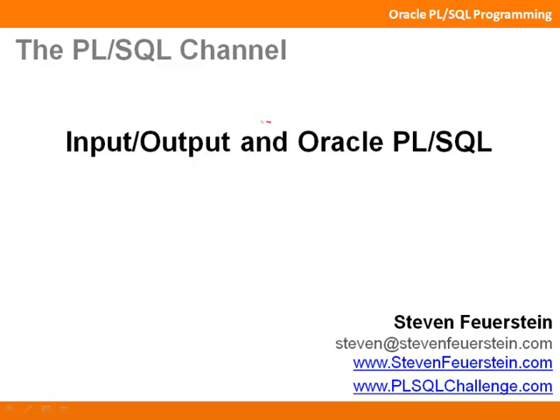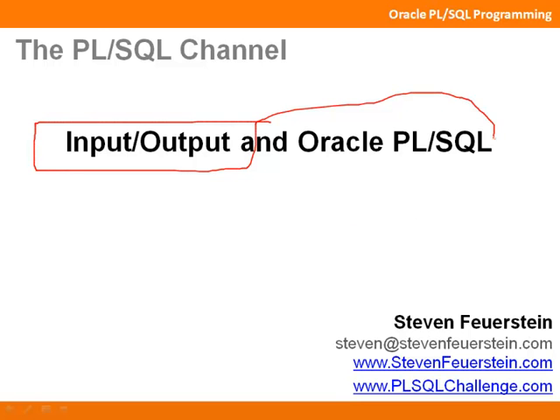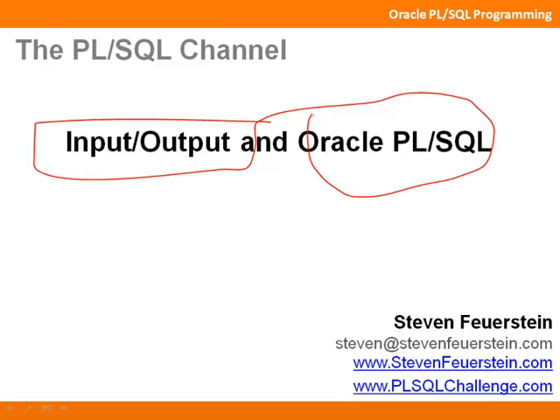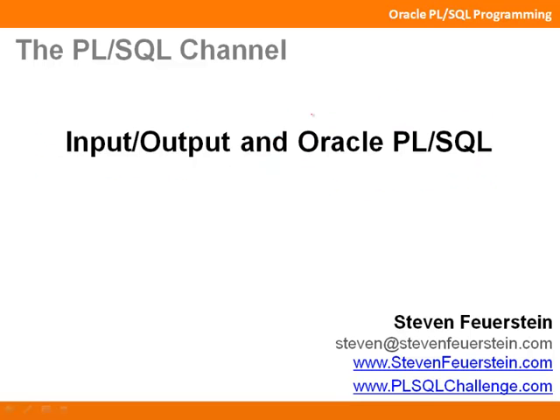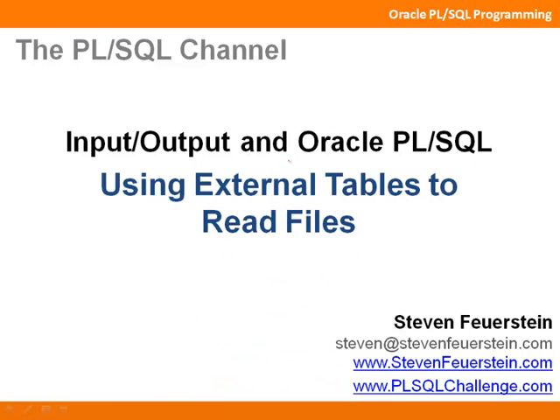This lesson is part of my series on Input-Output (I/O) in the Oracle PL/SQL language, basically what happens when you want to get information from or write information to non-relational database table sources. The focus of this lesson is using external tables to read files.